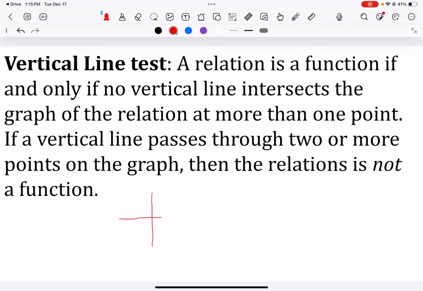So if we have an example like we had before with our circle, here's my graph. If I draw a vertical line, it touches my graph twice, so this would not be a function.